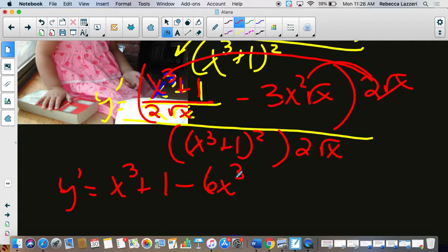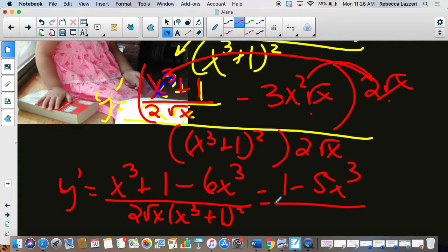What's square root of x times square root of x? So I have x here, and that x squared. Over the bottom that you have not forgotten about, I hardly ever multiply out the bottom because my third step is factor. I don't want to multiply something out, just factor. So this gives me 1 minus 5x cubed over 2 root x times x cubed plus 1 squared. And later on we'll find the zeros of all of that. By the way, that's a sum of cubes. That can be factored, but it wouldn't cancel with anything, so I'm going to move on.